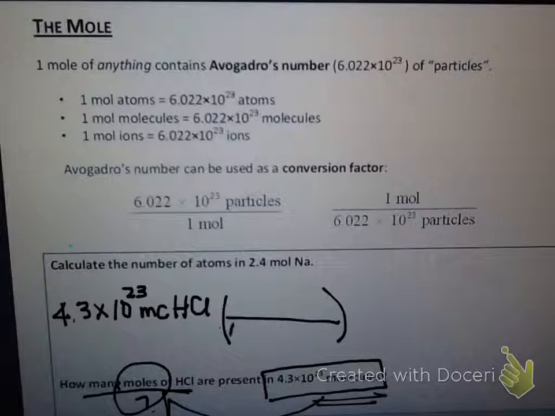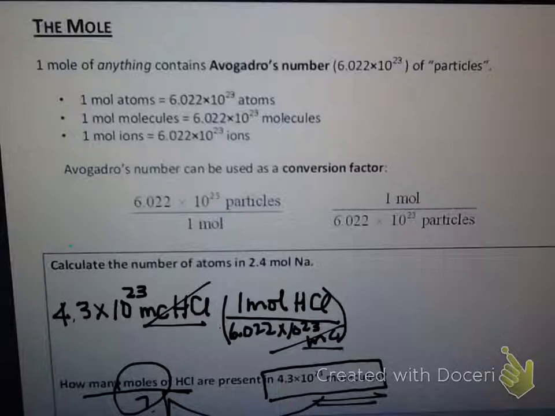So I know that there's 6.022 times 10 to the 23rd of anything in 1 mole of anything. So that means there's 6.022 times 10 to the 23rd molecules in 1 mole of HCl. So 1 mole is always Avogadro's number. So here I converted from molecules. I've got molecules on top, molecules on bottom, and I'm converting to the mole. So now this time I have 4.3 times 10 to the 23rd divided by 6.022 times 10 to the 23rd.